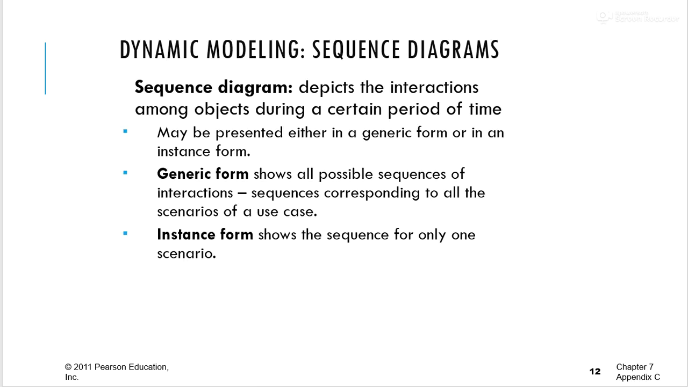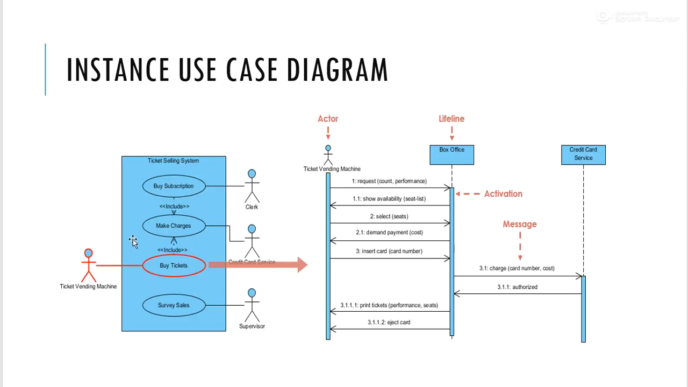We had two types of sequence diagram. Generic means general, which shows all the possible sequences of interaction, while instance shows the sequence for only one scenario. In this case, we have a use case diagram, a Visual Paradigm example taken from the internet. If you double click on this one, or right click and say convert to activity or convert to sequence diagram, we are converting it to a sequence diagram.